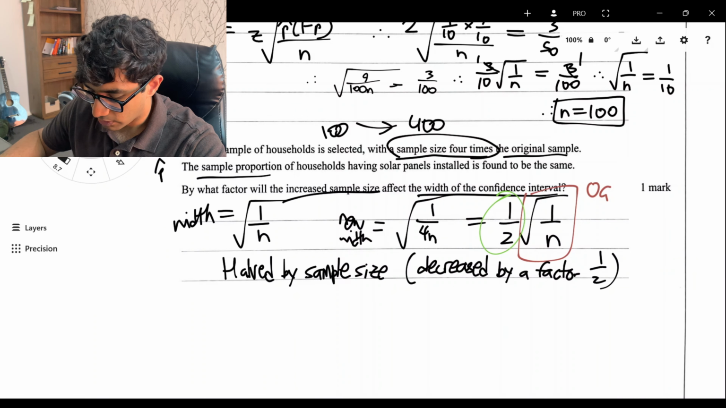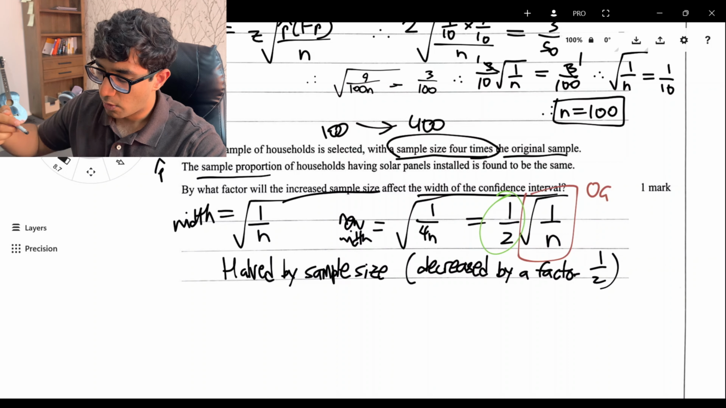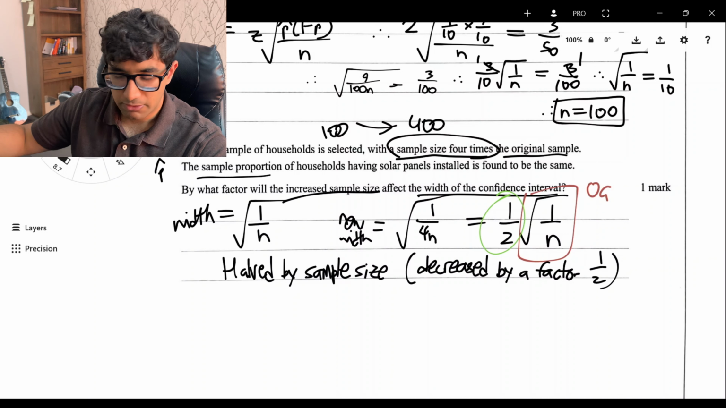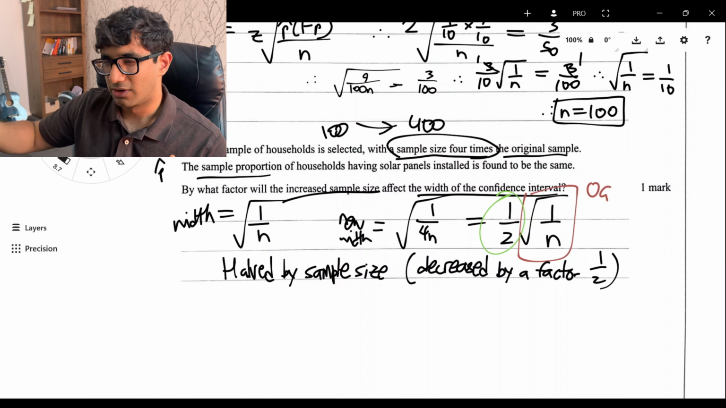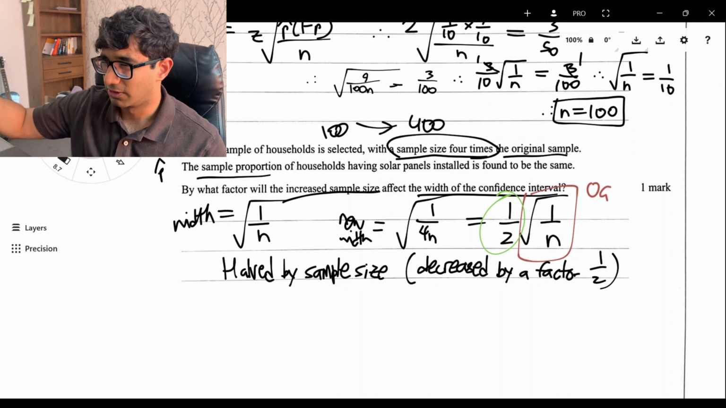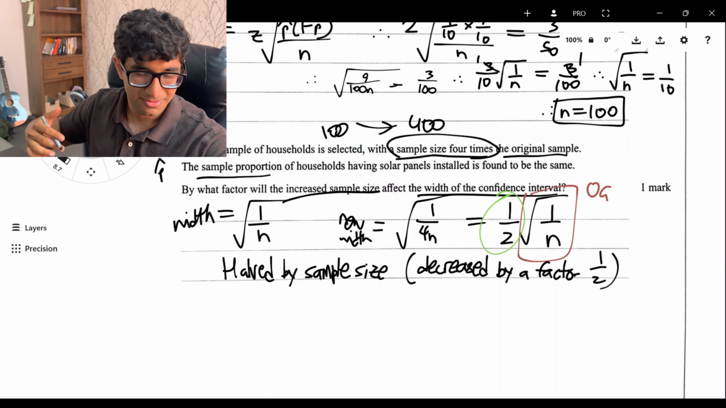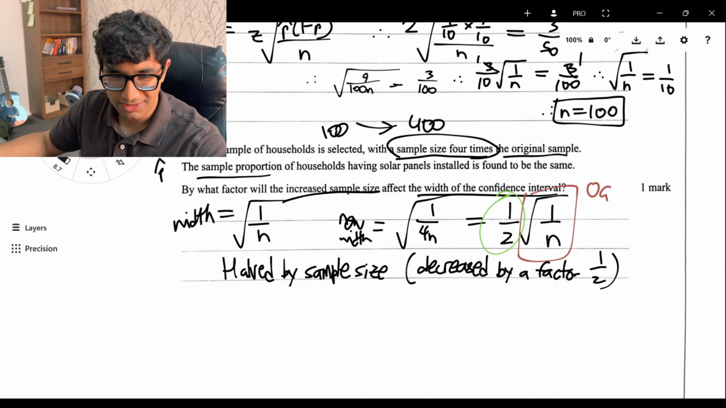By what factor will the increased sample size affect the width? Well, you've kind of halved it, right? So it's a bit weird whether you'd say you've increased by a factor of 1/2 or decreased by a factor of 2, if that makes sense. It's getting into kind of semantics now, okay?